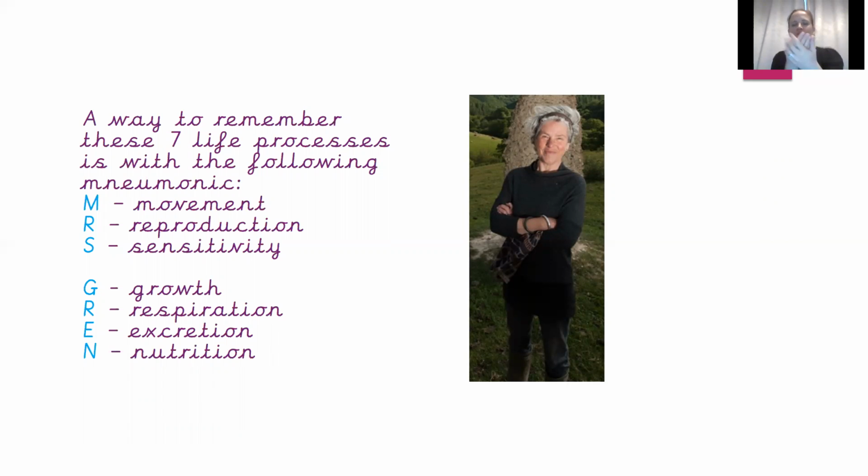Mrs. Gren. Now, Mrs. Gren stands for the M is movement, the R, reproduction, the S, sensitivity, the G, growth, the R, respiration, the E, excretion, and the N, nutrition. So we take each one of those, and that is a good way of trying to remember the 7 processes that you need to classify something as a living thing.